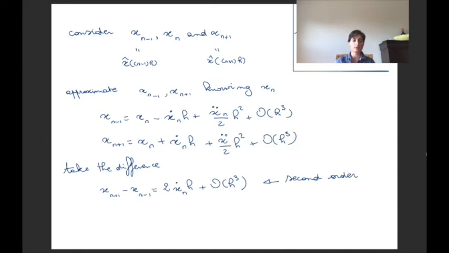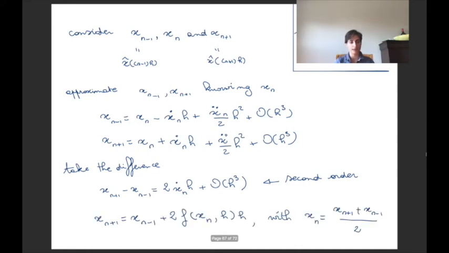And you notice that if we take the difference, then the xn terms cancel out, and the second derivative of xn that we cannot compute also cancels out. So we retrieve something that depends only on x dot n, which is something we can know, we can use the ODE to know, and nothing else. And the error is O(h^3), so this is a second order method as we wanted. We can write it down, and we have that xn plus 1 is equal to xn minus 1 plus something computed at xn.